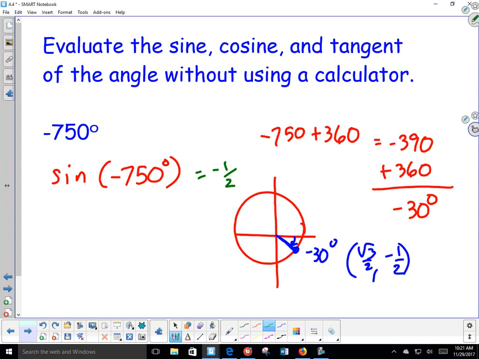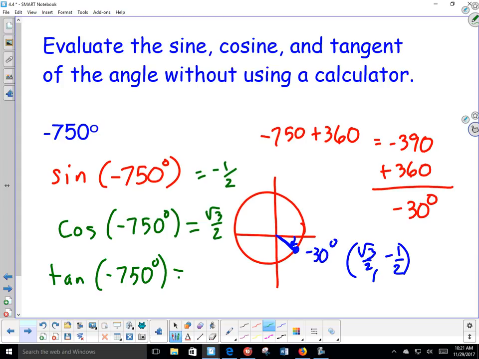All right, if we want to find the cosine of negative 750 degrees, that would be what? Rebecca? Square root of 3 over 2. And if we want to find the tangent of negative 750 degrees, that would be the same as the tangent of negative 30 degrees. So we would do what to get that? Hannah?